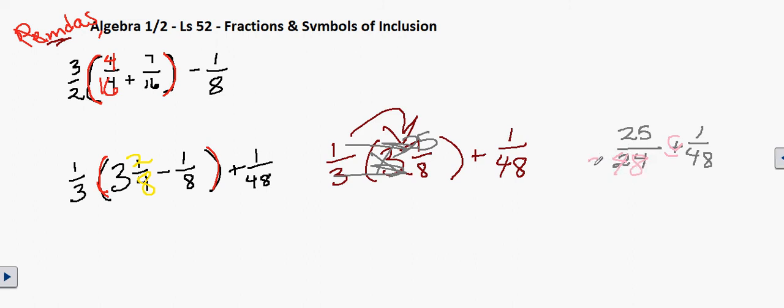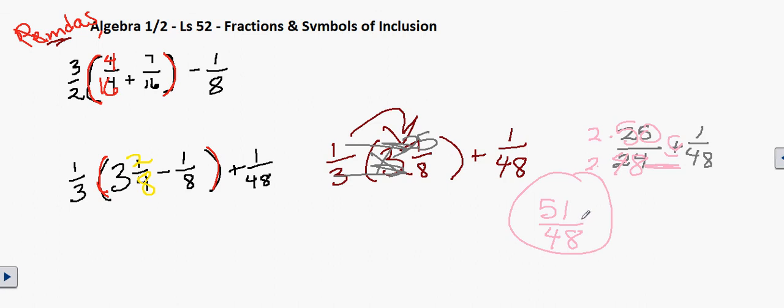I had to multiply by 2 to get that. That means I multiply the top improper fraction by 2, and I have 50 plus 1 over, keep your common denominators, 48. And you can leave it like this. You don't have to change it into a mixed number.